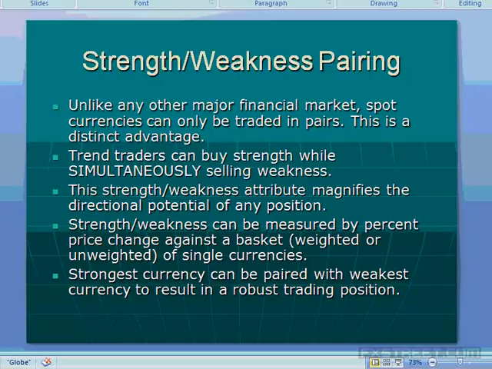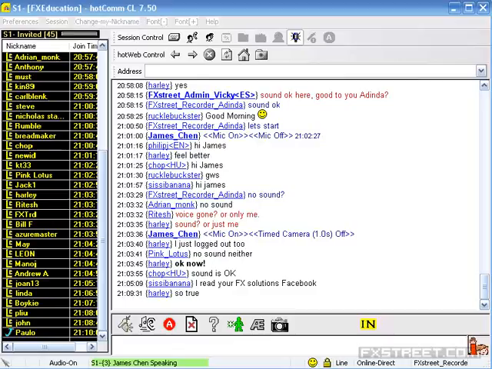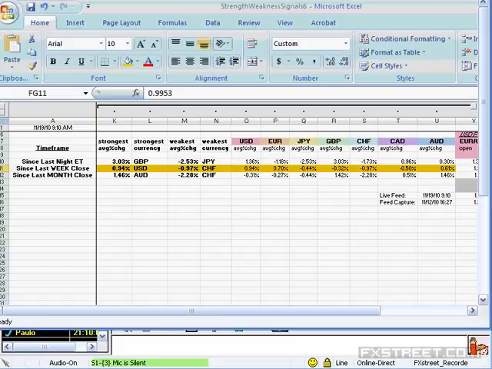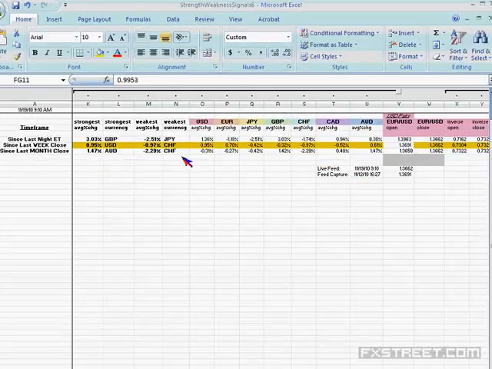So let me go ahead and turn to my spreadsheet now. Okay, hopefully you can see that. This is the spreadsheet that I use, and this is in real time. Please ignore the time frames that say since last night and since last month close, because those have not been updated. Just look at what's in orange. This is since last week's close, the end of last week's trading.